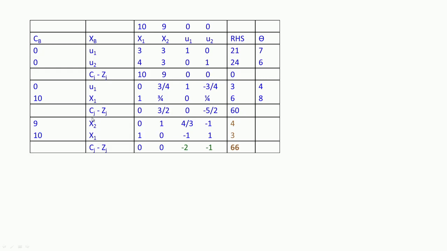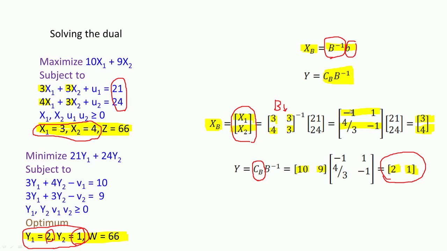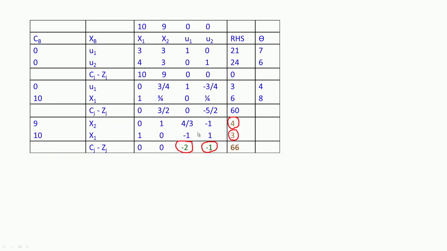We realize that x1 and x2 are shown the other way, and now we realize x1 equal to 3, x2 equal to 4, y1 equal to 2, y2 equal to 1. Since we did x1 x2, the B inverse that we calculated from here is minus 1, 4 by 3, 1, minus 1. It is shown the other way, the reason being x2 is coming first.